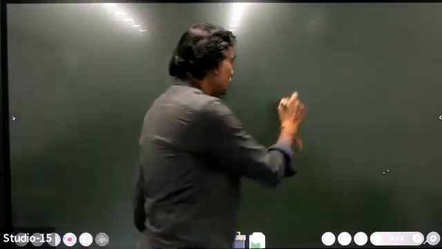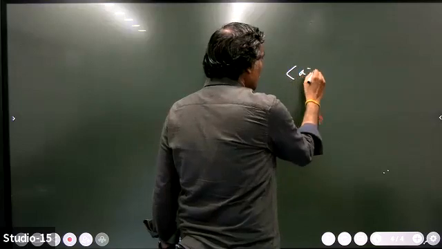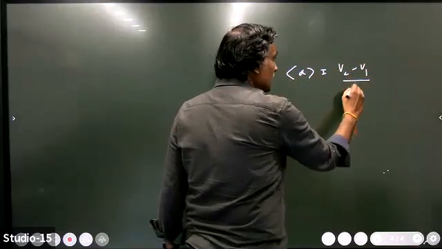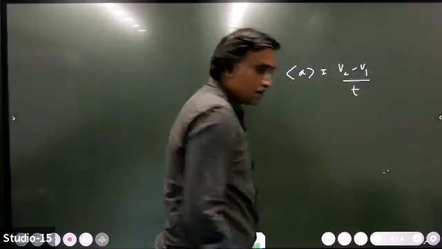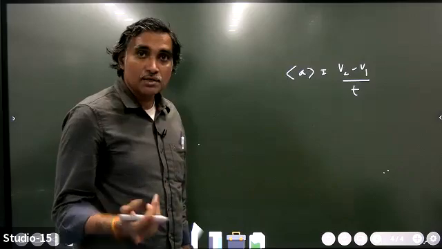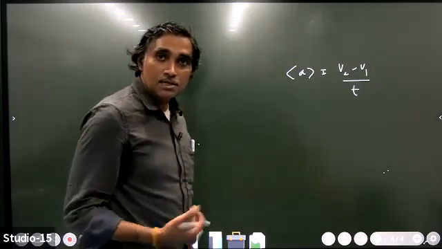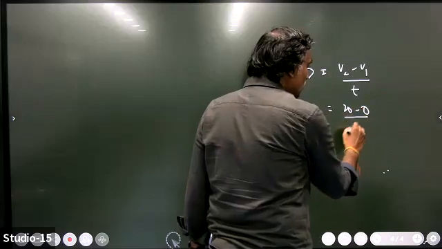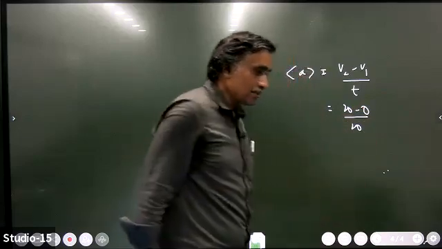Average acceleration is final velocity minus initial velocity by time taken. Just average acceleration. In the earlier problem, what is final velocity? 20. What is initial velocity? 0. So what is average acceleration? 20 minus 0 by total time 20. That is 1 meter per second square.